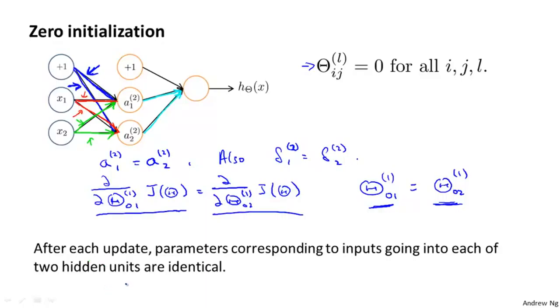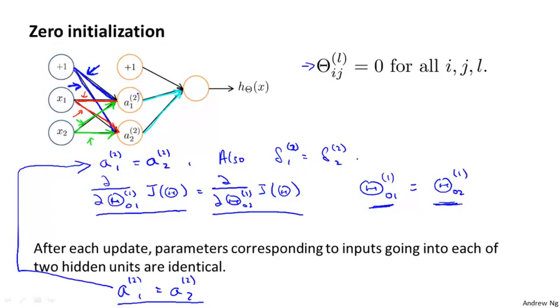And what that means is that even after one iteration of, say, gradient descent, you find that your two hidden units are still computing exactly the same function of the input. So you still have this a_1^(2) equals a_2^(2). And so you're back to this case. And as you keep running gradient descent, the two blue weights will stay the same as each other, the two red weights will stay the same as each other, the two green weights will stay the same as each other. And what this means is that your neural network really can't compute very interesting functions, right?